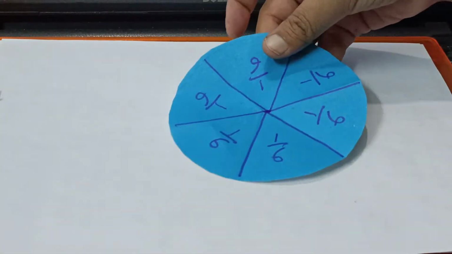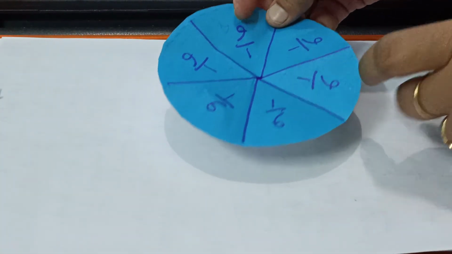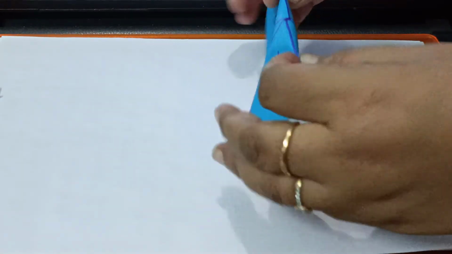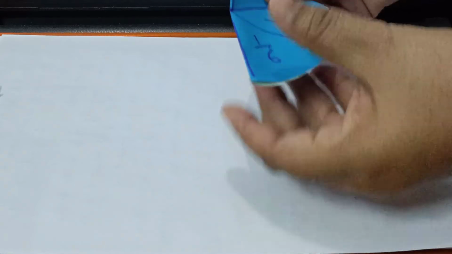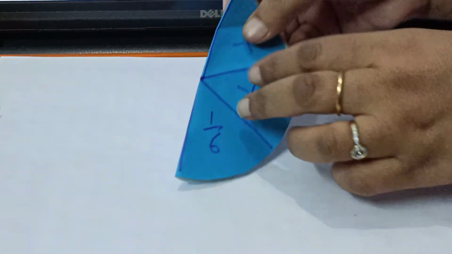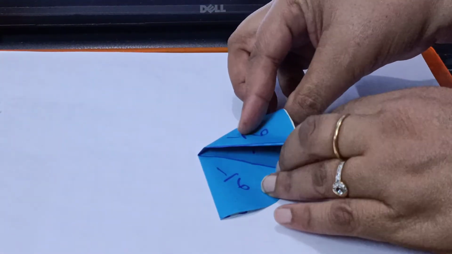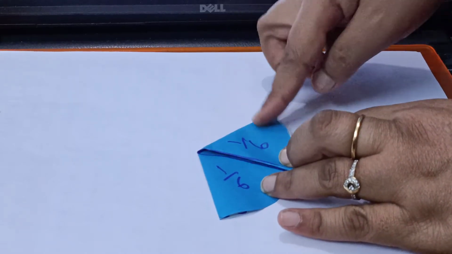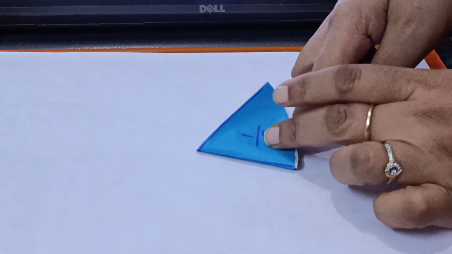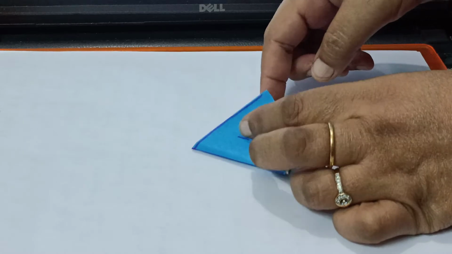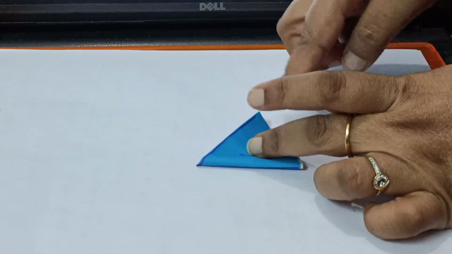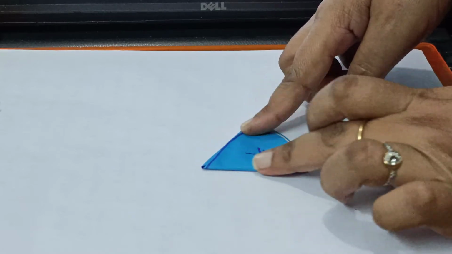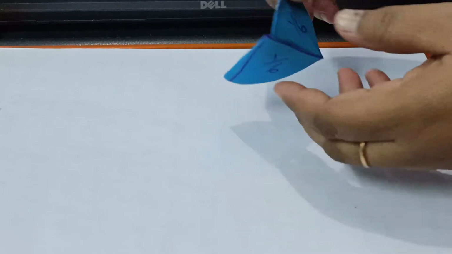Now to make 6 equal parts, I have taken one another circle. I'll give one fold to make it half, and then carefully I have to fold it so that I can overlap the parts to get the 3 equal parts. Remember, I have to be very careful when I give this fold to the circle. Now this gives me the 6 equal parts.